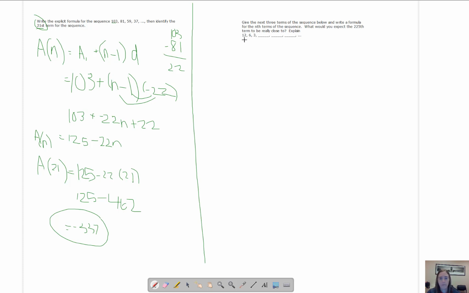Okay, so if you look at this, you're going from 12 to 6 to 3. If you think about it, that means you're dividing it in half each time. So you're dividing by 2 each time, or multiplying by a half, however you want to think of it.